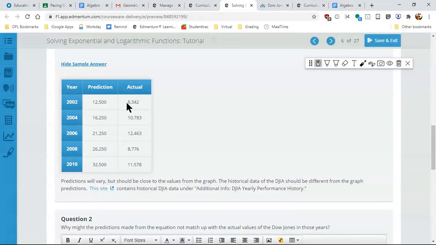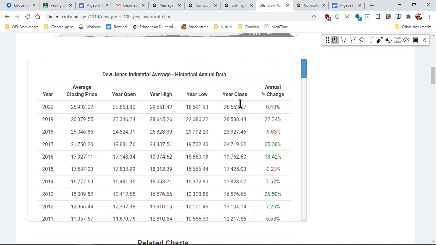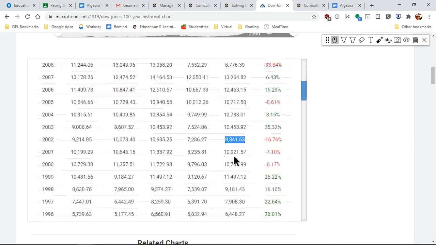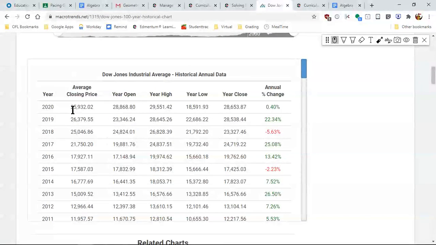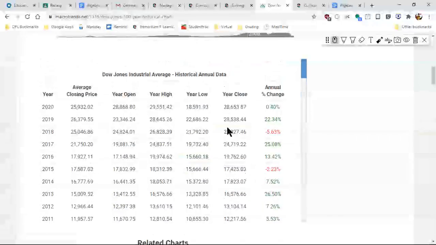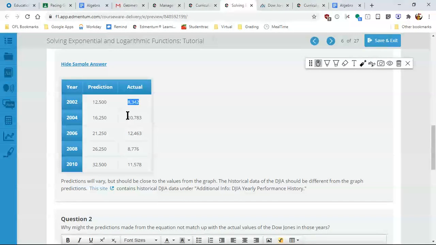So actual. So if they're doing actual, 8,340. So let's go here. So 2002, 8,000. So it looks like they want the year close. They want the closing year. Okay. So don't do the, oh, that makes sense. They don't want the average. They want the actual closing. Okay. So your numbers are going to be from here. So year close. Make sure you're using the year close values.